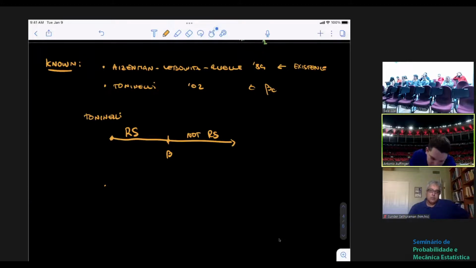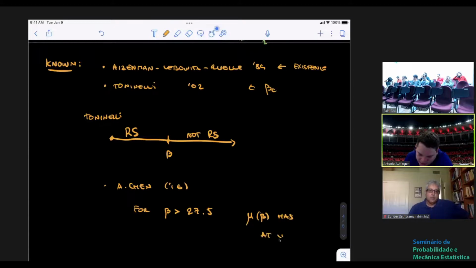And then after this, there was essentially nothing after 2002. Then myself and Wei-Kuo Chen, back in 2016, showed that for beta bigger than 27.4 or 27.5, just to be safe, the Parisi measure mu beta has at least 3 points in its support.